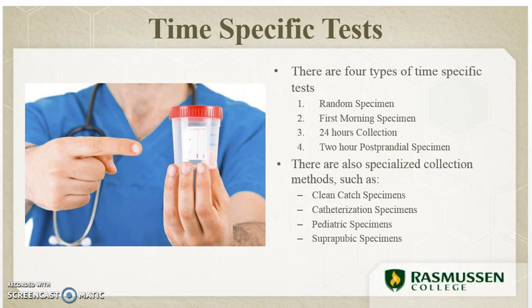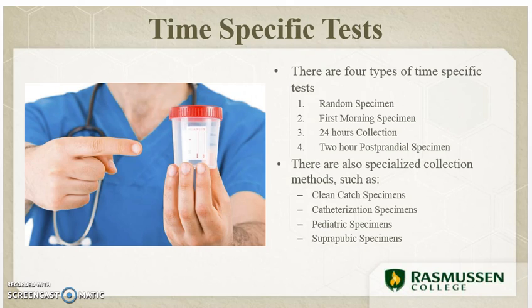The 24-hour urine specimen is a test used to determine glomerular filtration rates of the kidneys and checking specific hormone levels. It's also used to check for specific metabolic abnormalities. And a 2-hour postprandial is a single void specimen that is collected 2 hours after a meal has been eaten.